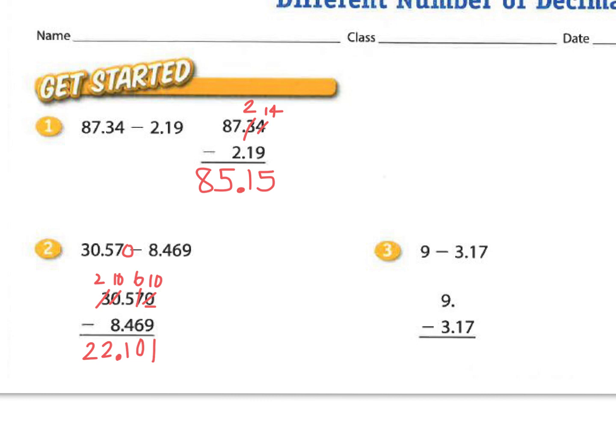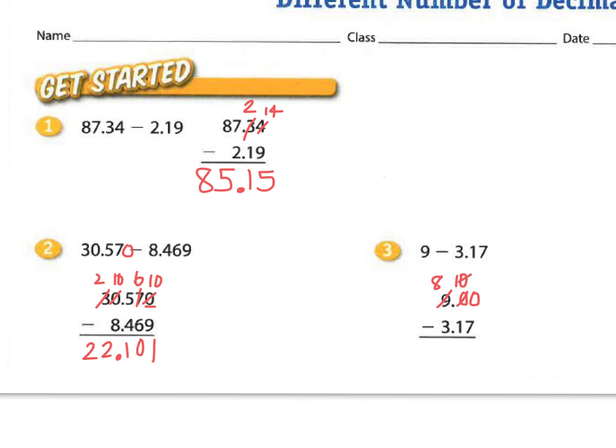And then here we have number 3, 9 minus 3.17. Well, 9 point, because we want the decimals lined up. And then we can just put 2 zeros in there. We can't do 0 minus 7. We can't borrow from a 0. Got to borrow from the 9. Make it an 8. Make that a 10.